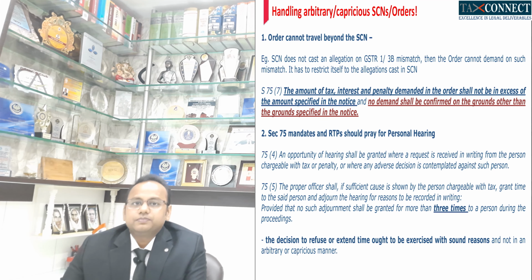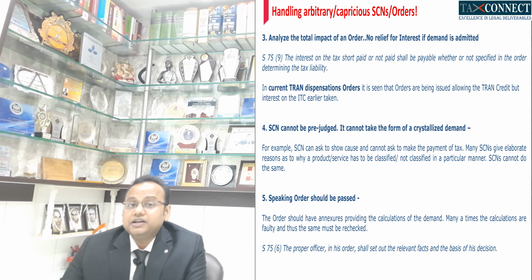Again friends, section 75 subsection 9 provides that interest is payable in case a demand is payable. So whenever you are analyzing the impact of an order or a show cause or an intimation, always do analyze the impact of interest, which is always payable and cannot be dropped in case a penalty or a demand is not dropped.